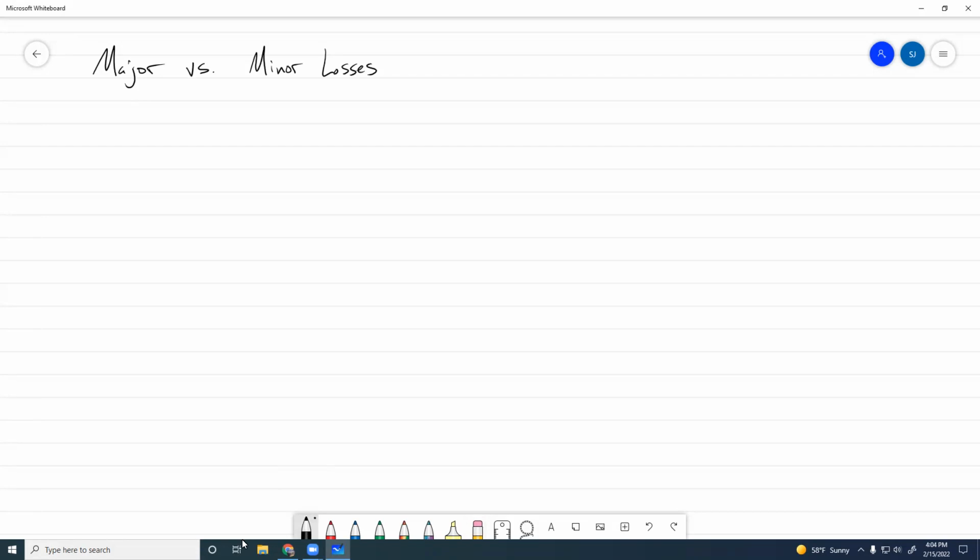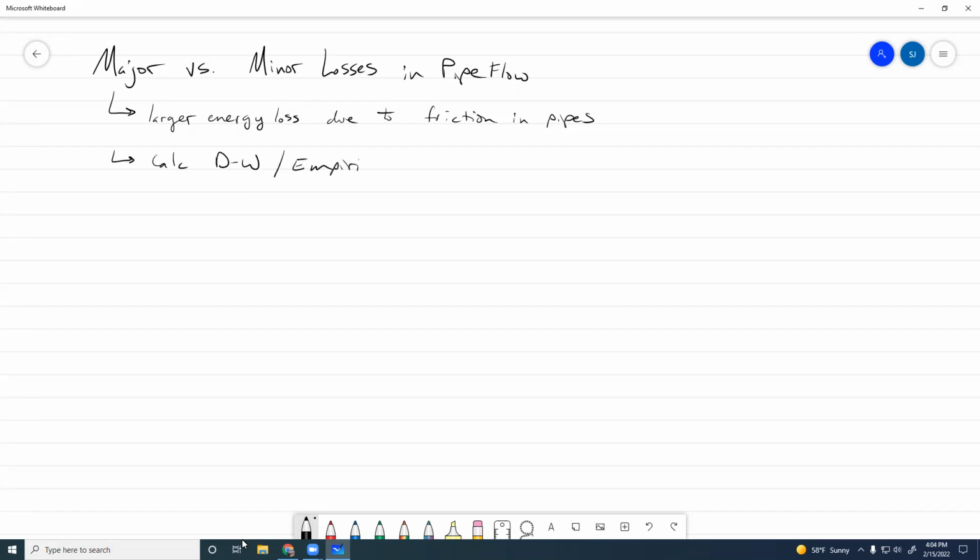Okay, so we're going to talk about major versus minor losses in pipe flow. We've been discussing major losses up to this point. It's the larger energy loss due to friction in pipe flow, and we calculate this using the Darcy-Weisbach equation or empirical equations. That friction is from the pipe walls, the water essentially just rubbing up against the pipe wall, right? And if we have a mile-long pipe, we have a whole mile in which that friction occurs.